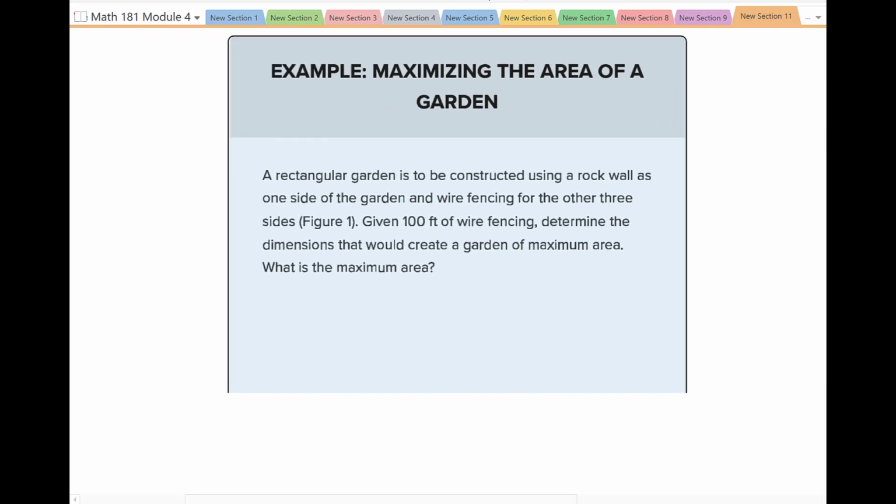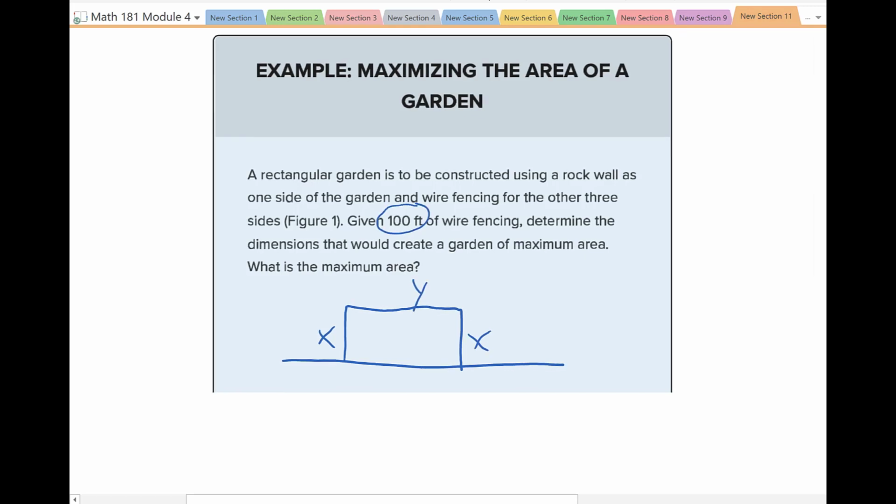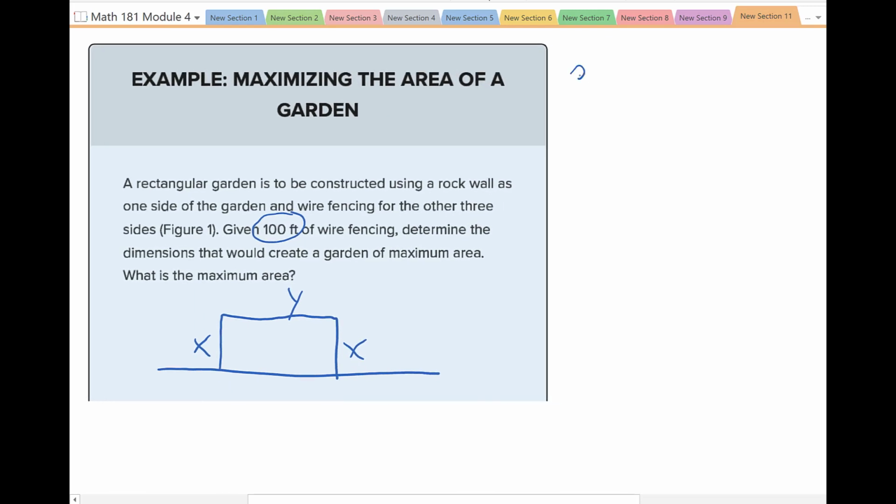So essentially what we have is the rock wall. So we have this rock wall, and then there's going to be this fenced-in area for the garden. And we can call this side x, and this side x, and this side y. And what we know with this 100 feet of wire fencing is that 2x plus y equals 100. And the other part of this is we want a maximum area. So area for a rectangle like this would be x times y.